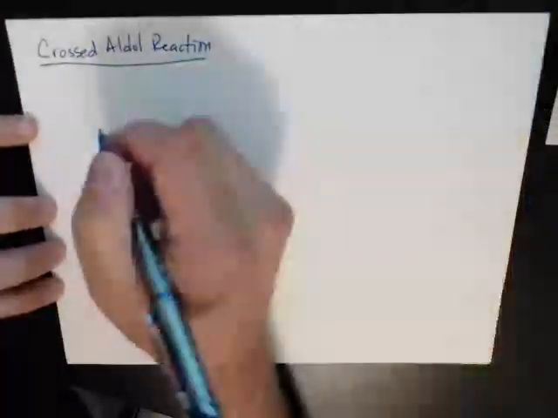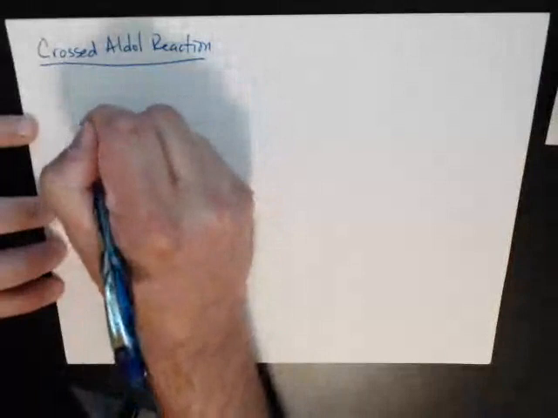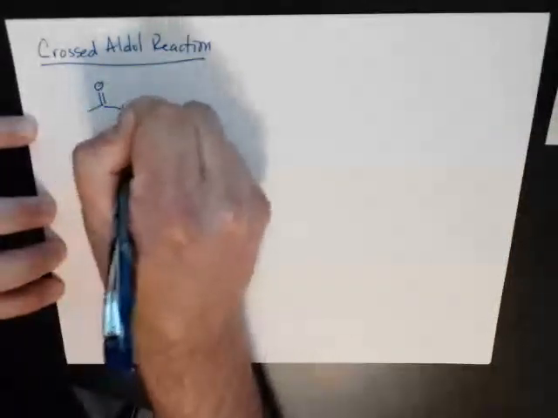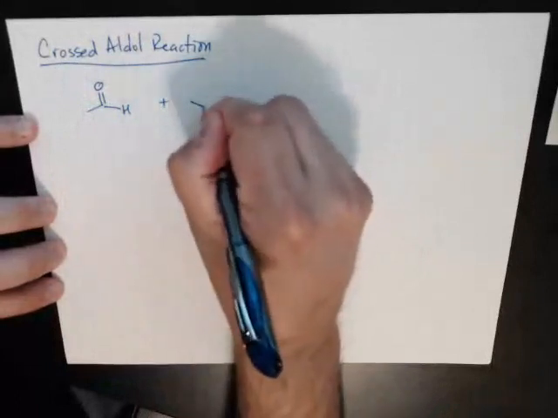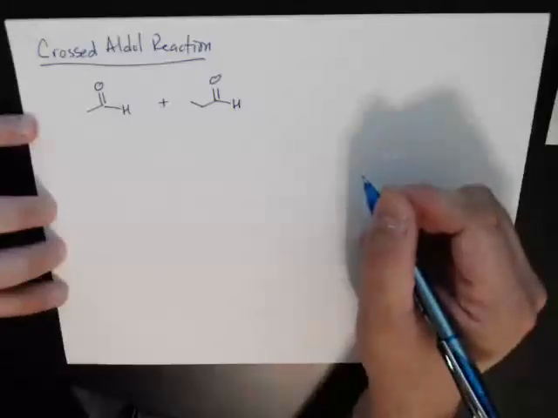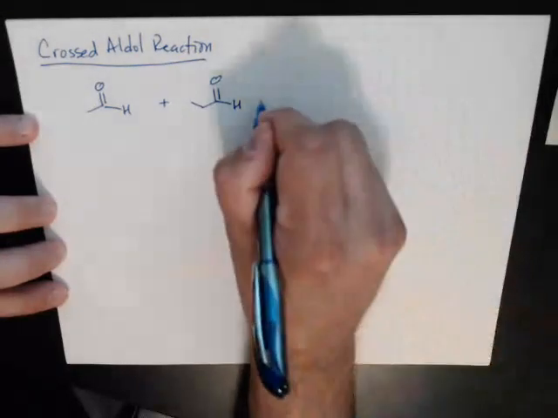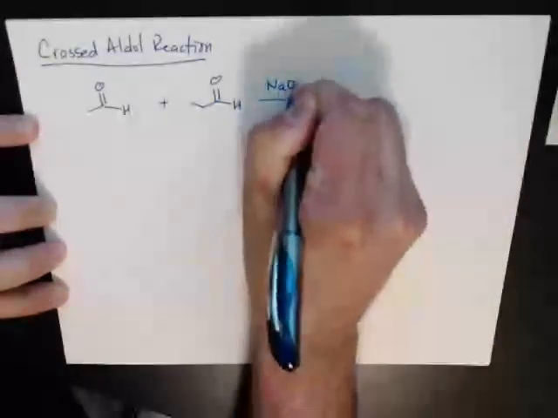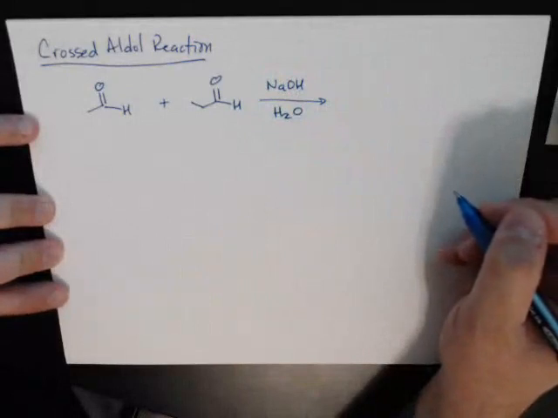Okay, so I think last time we left off looking at ethanol, doing a crossed aldol with propanol. And again, this thing is going to do this crazy autofocus thing, so I apologize for that. So let's look at this under base conditions, sodium hydroxide and water. And basically the issue here is that we have two different aldehydes.